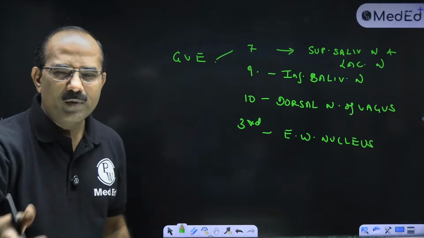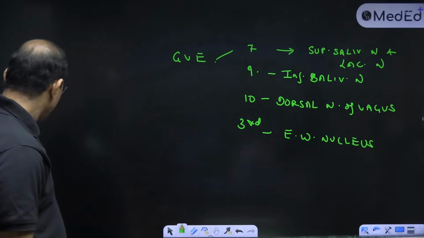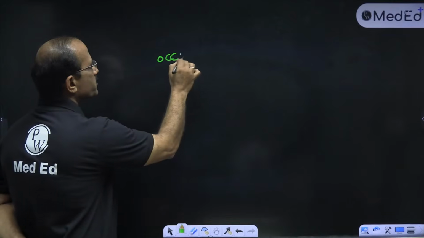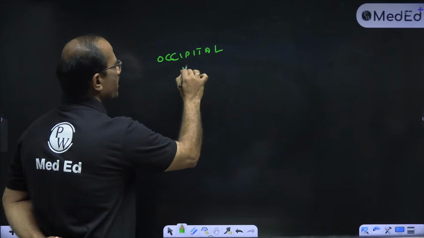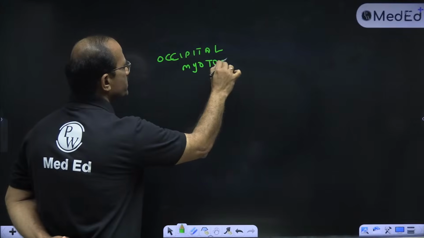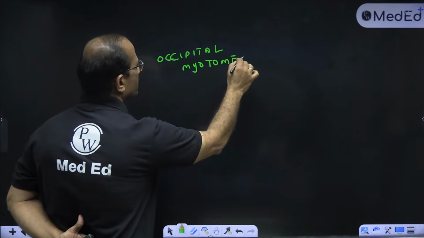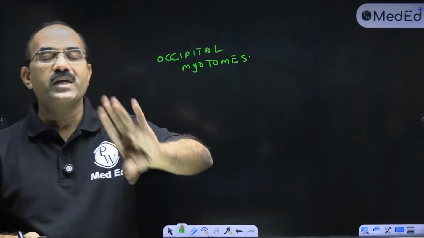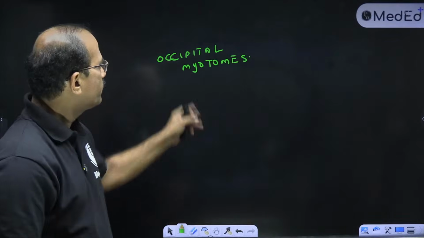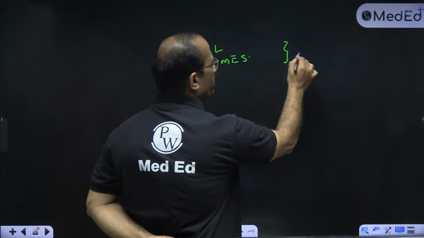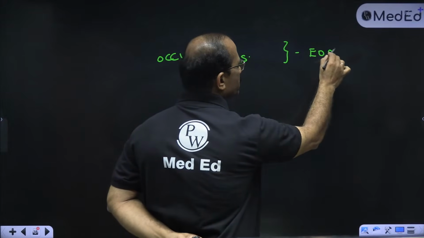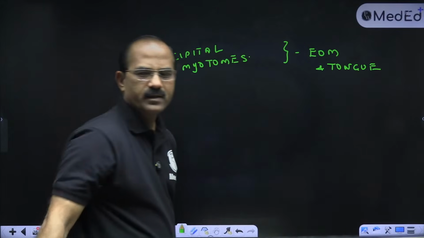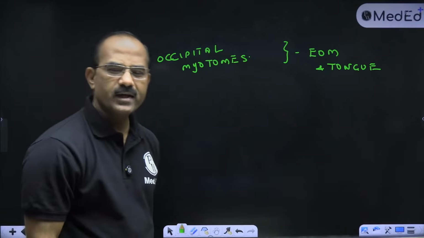Okay, एक last component बाकी, I'll finish that. The third component is going to supply the muscles which are derived from occipital myotomes. Which are these muscles derived from occipital myotomes? These are the extraocular muscles and tongue muscles.